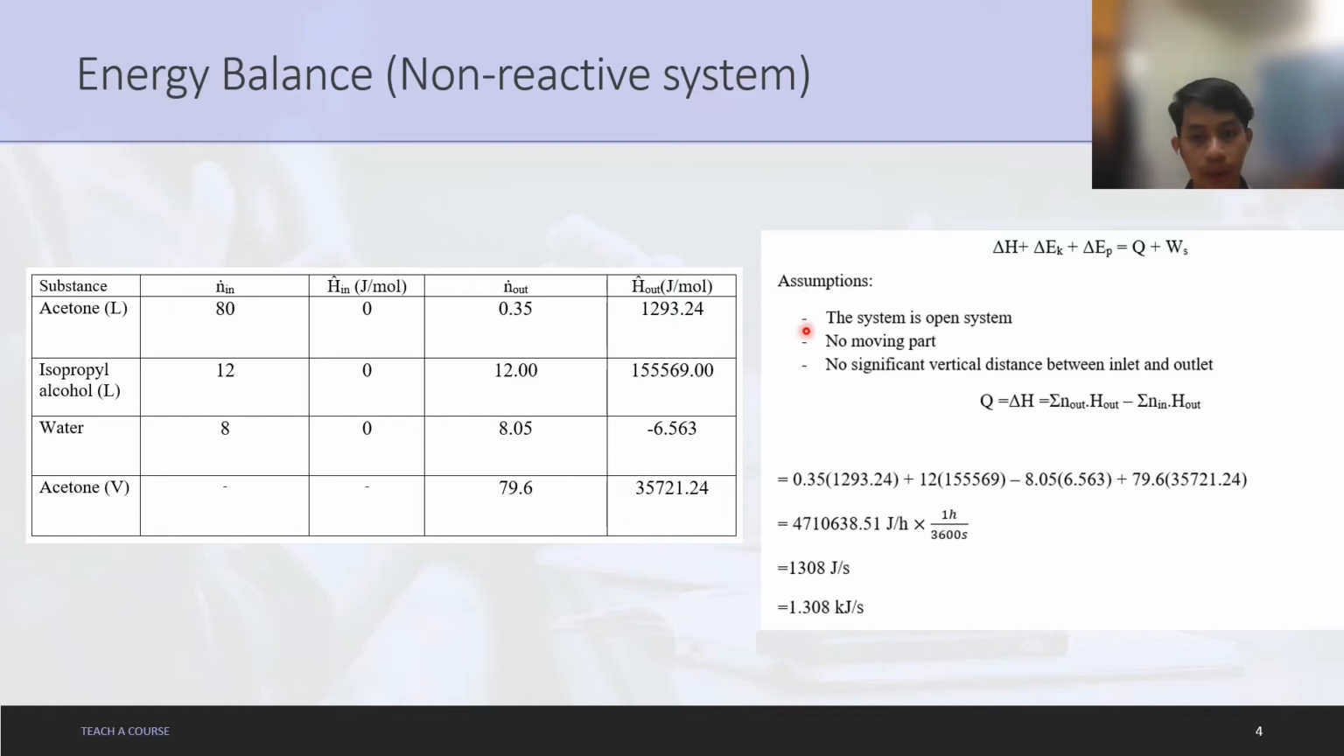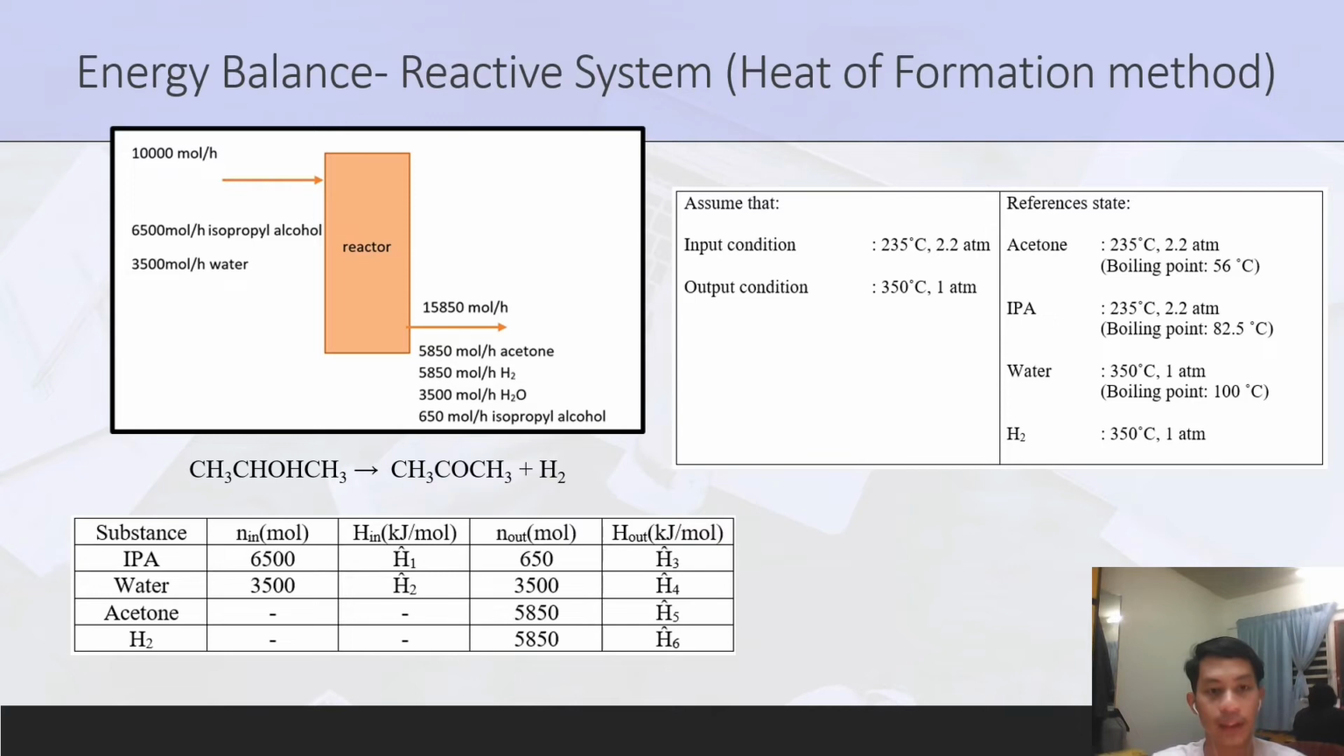Then, by assuming that the system is an open system, with no moving part and no significant vertical distance between inlet and outlet, we could obtain the value of heat required for the system, which is 1,308 joule per hour. Next, I will present about energy balance in a reactive system.